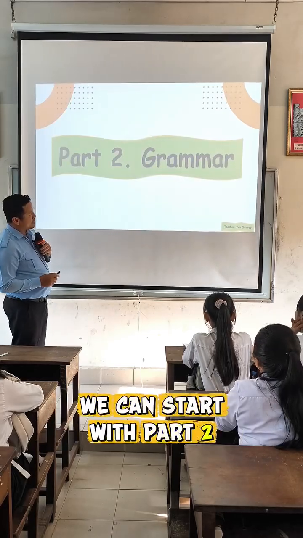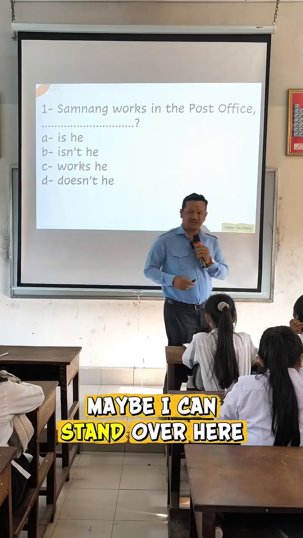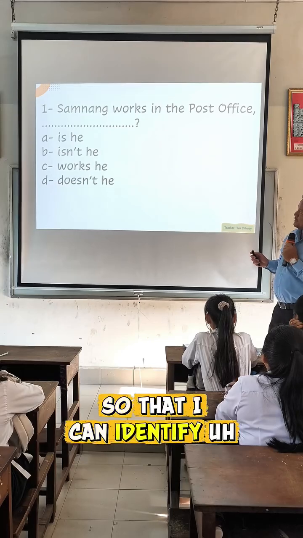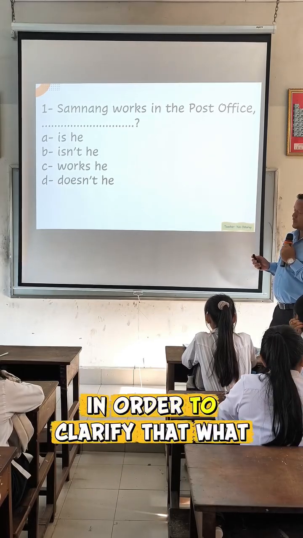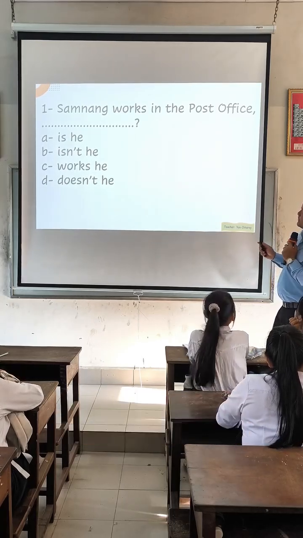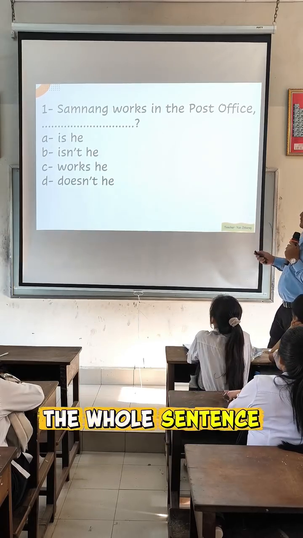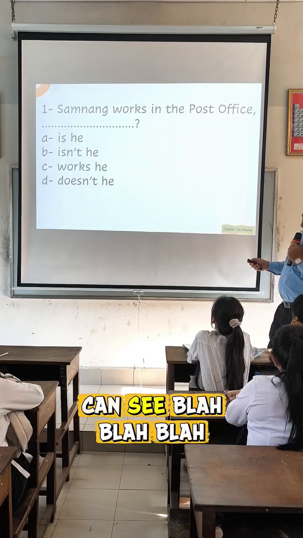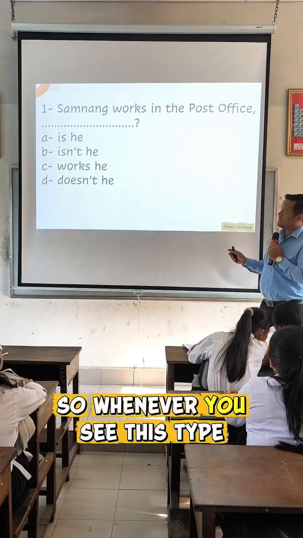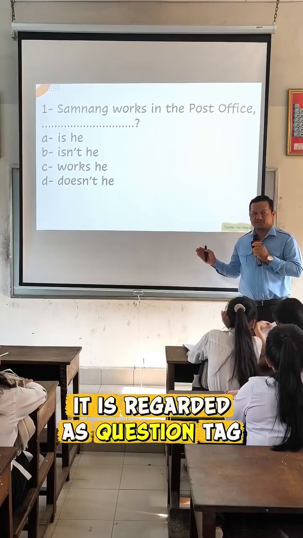We can start with part 2, grammar, and have a look at exercise number 1. Maybe I can stand over here. Number 1, I can read, so then I can identify what type of exercise this is. Number 1: some noun works in the post office. You can see this is the full sentence, and then blah, blah, blah, and finally it ends in a question mark. Whenever you see this type of question, it is regarded as a question tag.